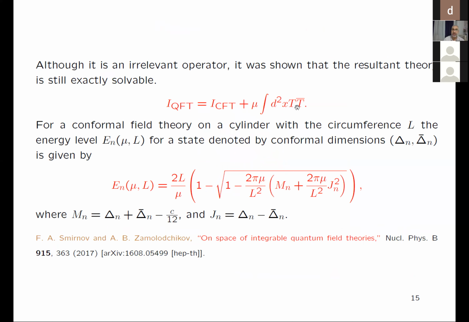Although the TT bar deformation is by an irrelevant operator, it was shown in this paper that the resultant theory after deformation is still exactly solvable. If you start from the conformal field theory deformed by this irrelevant operator, for the conformal field theory on a circle of length L, with energy levels E_n and conformal dimensions delta_n and delta bar_n, the expression for the energy can be given exactly and explicitly, by this expression here. And here are the definitions of M and J. This is for two-dimensional conformal field theory, where everything can be computed rigorously.